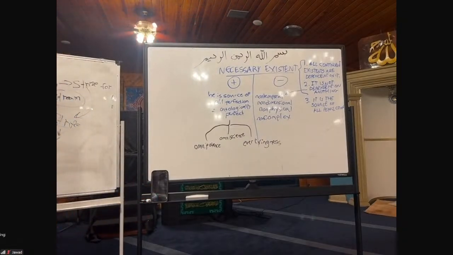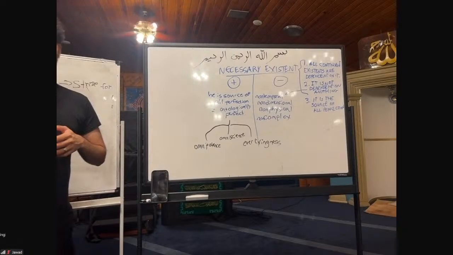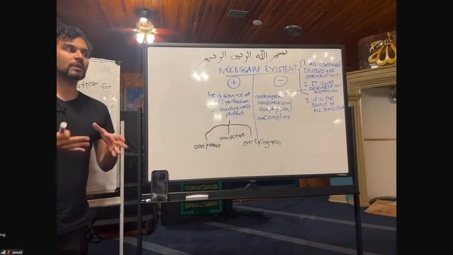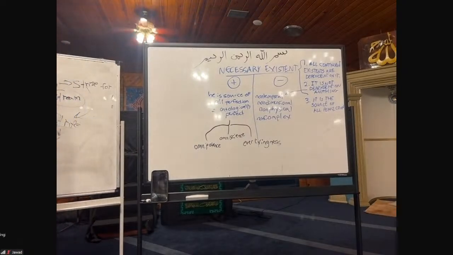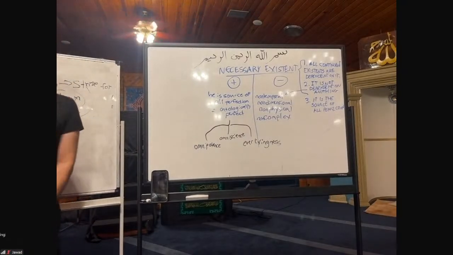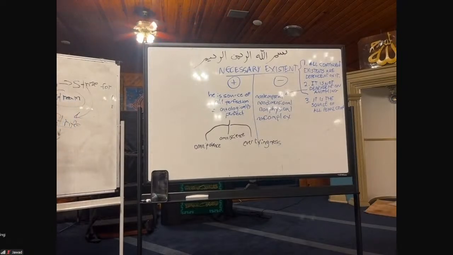And we also said one other thing was very important with the non-physical, non-complex, right? So how do we prove that God cannot be complex? Do you guys remember? Complexity means that it can be broken down. Yes. Okay, and why is that a problem?